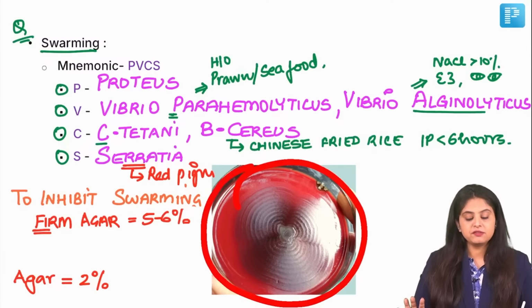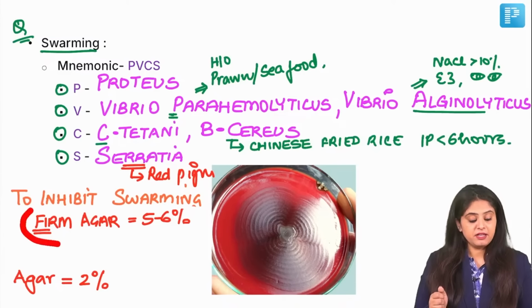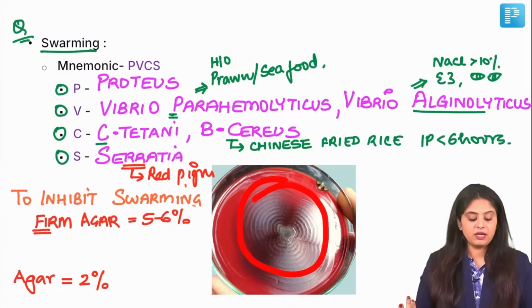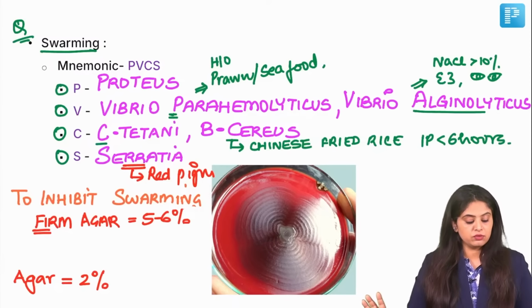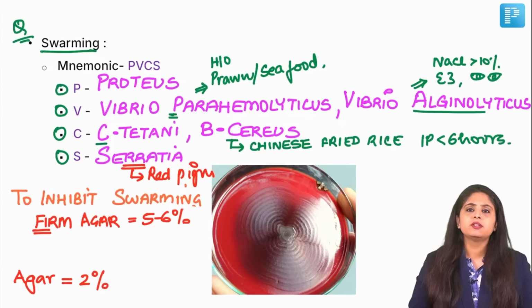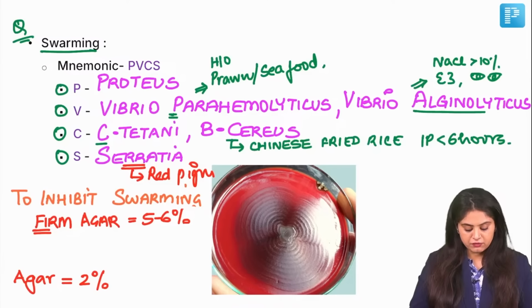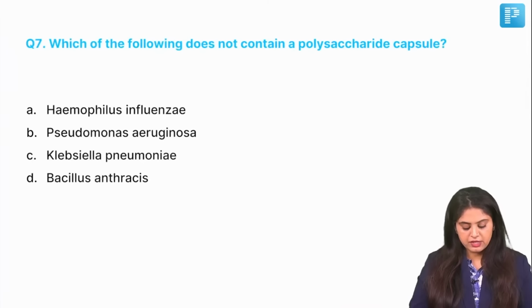I have made this very solid. If I make it very firm and solid, how will this bacteria roam around freely? It will not, and swarming will be inhibited. 5 to 6% agar use करा तो that is firm agar. अगर usual करा तो usual 2% agar. So I think we are settled with all of these questions. I move on to the next.